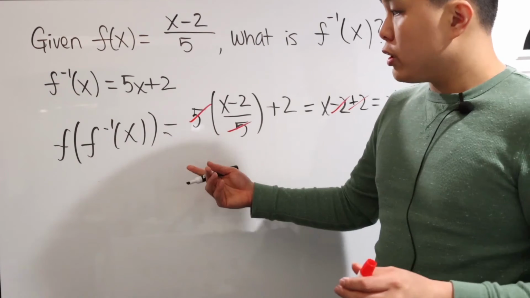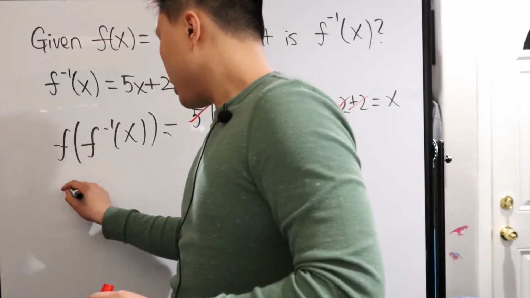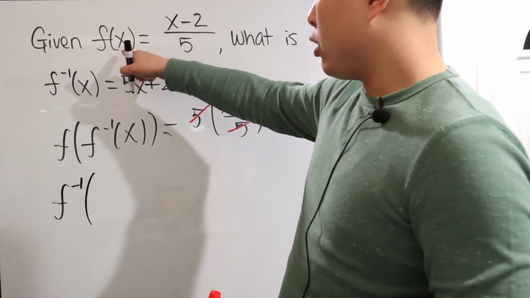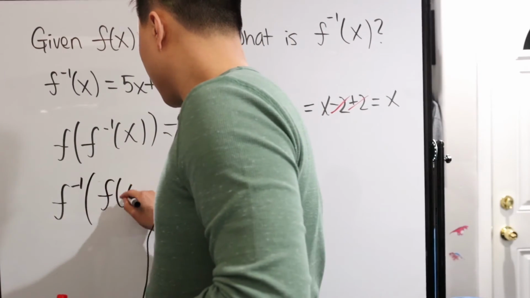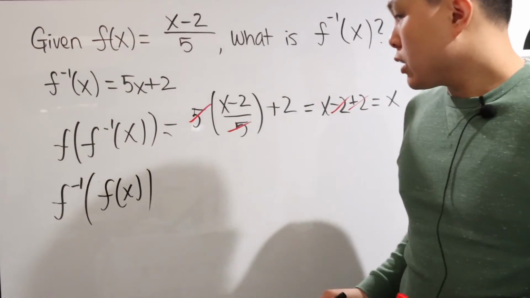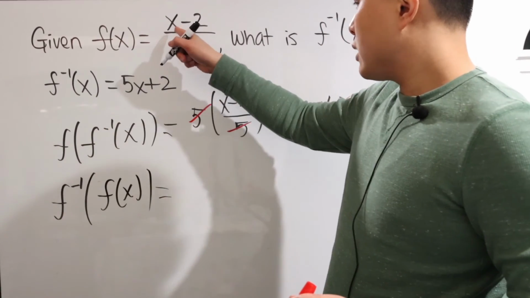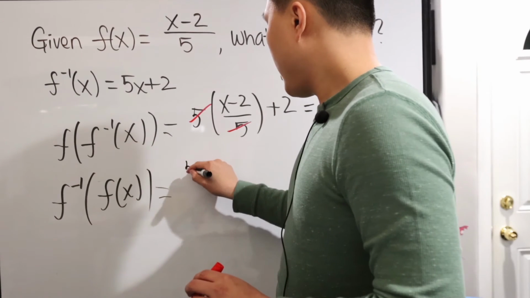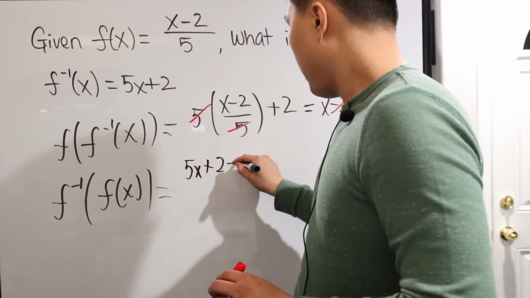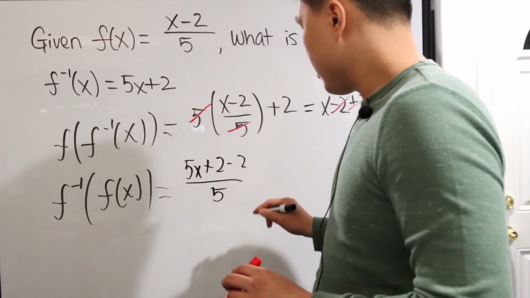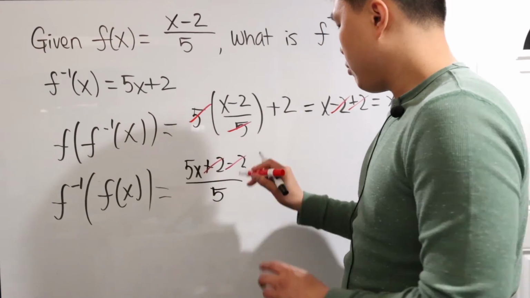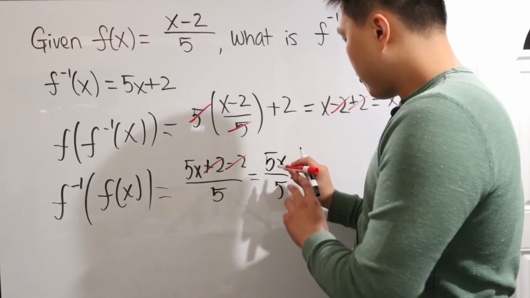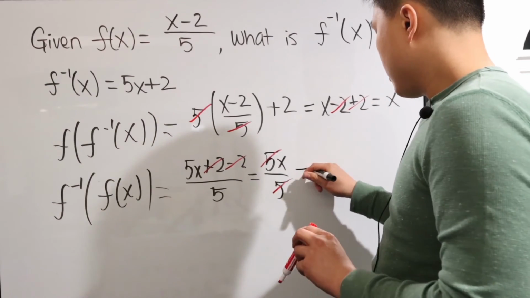Now, we can actually do the opposite. We can flip it over and work with the inverse function first. Then inside the inverse function, we're going to plug in the original function, in this case f of x, right? Then we start looking at this. So instead of x, we're going to put 5x plus 2 in there. So it's going to be 5x plus 2 minus 2 all over 5. We see that the plus 2 and minus 2 cancel. So technically we have 5x over 5. The 5 cancels as well, which gives us x.